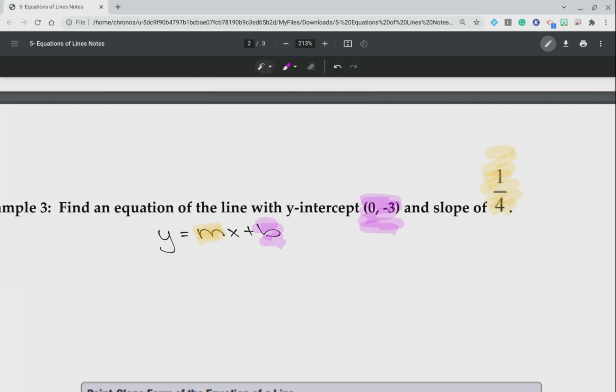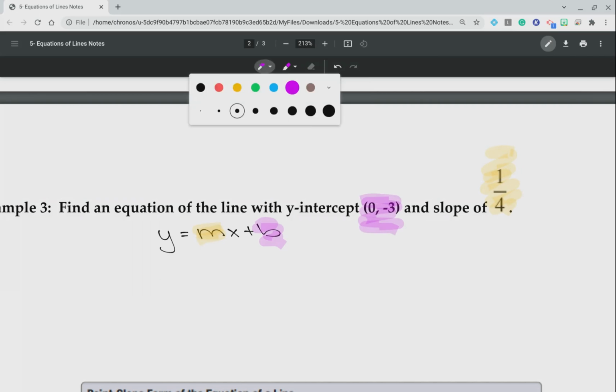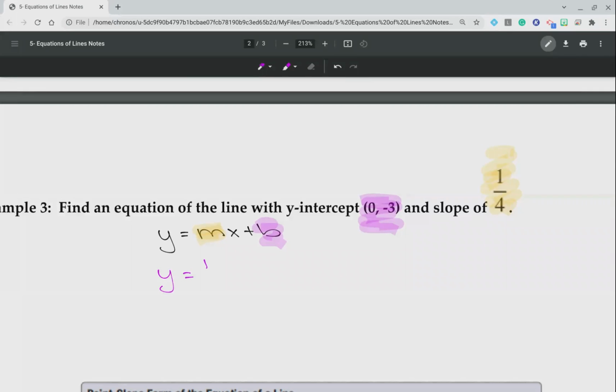So all you have to do is take those and plug it in. Y equals, my m is 1/4, x plus, and actually be careful, because since that's a negative 3, it's actually going to be minus 3. And that is writing an equation in slope-intercept form if you're given the slope and the y-intercept.